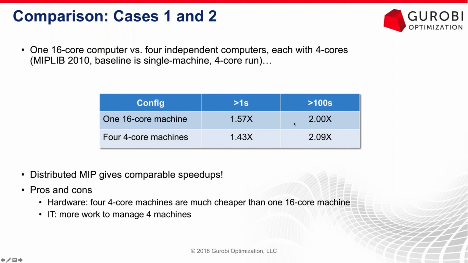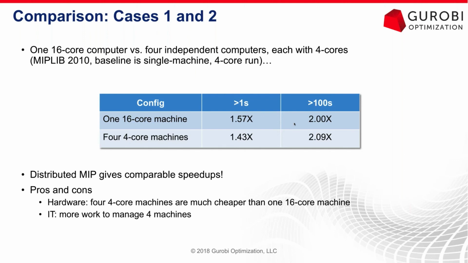But here's the interesting part. On the larger and harder models, those models that take 100 seconds or more, we get a bigger speed up for those models as compared to the smaller, easier models. But what's really interesting is our 4 independent computers give a very comparable speed up. It actually is slightly faster than our 1 large server. So that's very useful information.